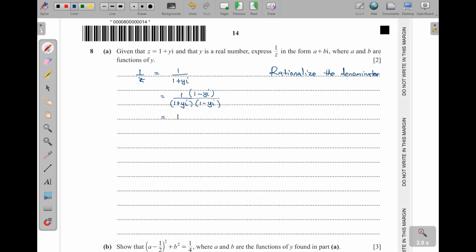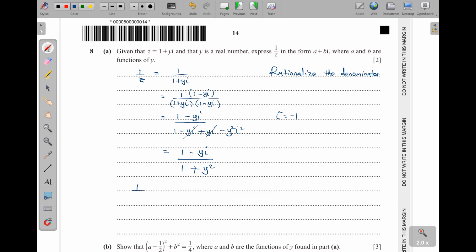Now we open the brackets. This will be 1 minus yi. Then you get 1 times everything here, so we shall get minus yi. Then yi times 1, that is yi. And then yi times negative yi, so we shall get negative y squared i squared. But you know that i squared is equal to negative 1, so that means this one will be a positive. So we shall have 1 minus yi, then out of 1 plus, of course, these ones go, 1 plus y squared.